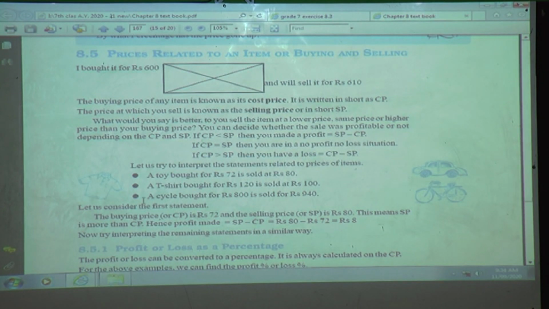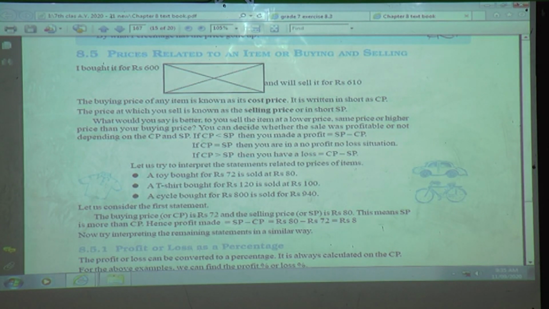So we have to see the remaining statements: a t-shirt bought at rupees 120 and sold at rupees 100. Is it a profit or a loss? Obviously it is a loss. Here a cycle was bought at rupees 800 and sold at 940. Here also SP is greater than CP, so you have a profit.